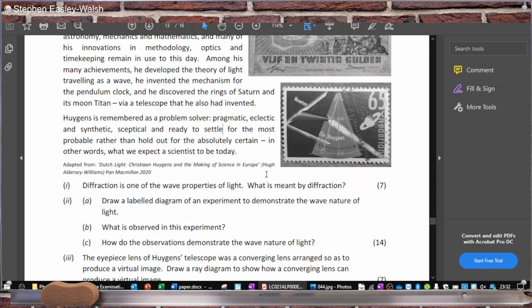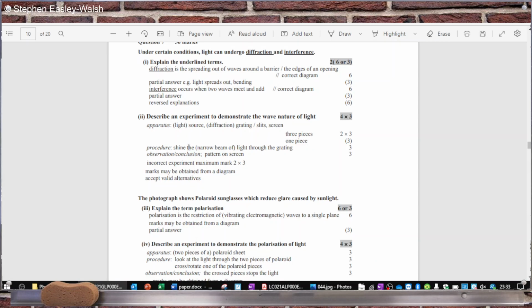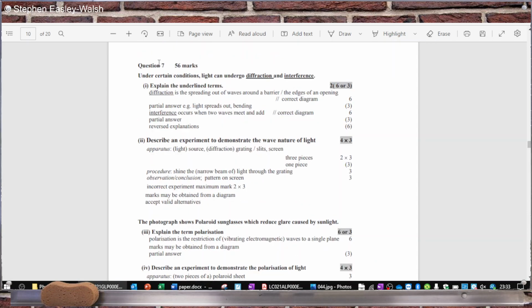So, diffraction is the spreading out of a wave as it passes through a narrow gap, or the bending of a wave as it passes around an object. And then part 2 is an experiment to demonstrate the wave nature of light. I see that this came up in 2012 ordinary level, question 7.